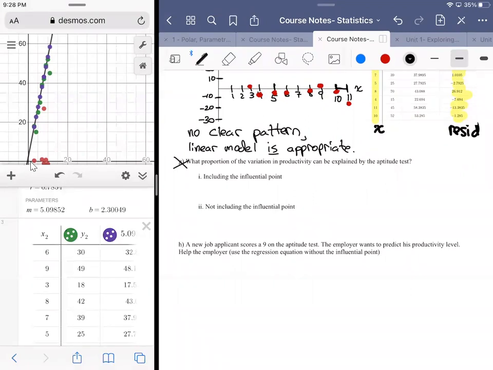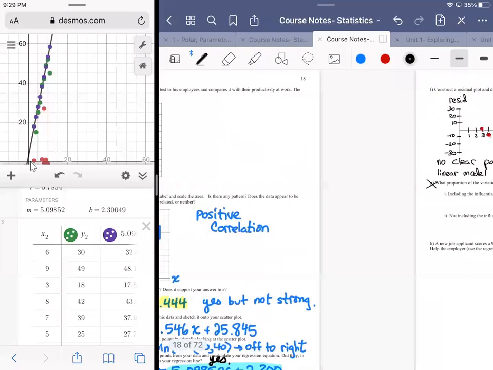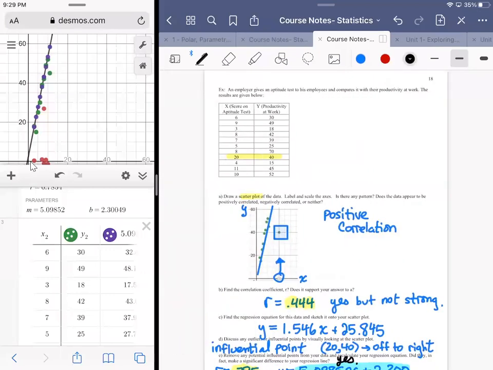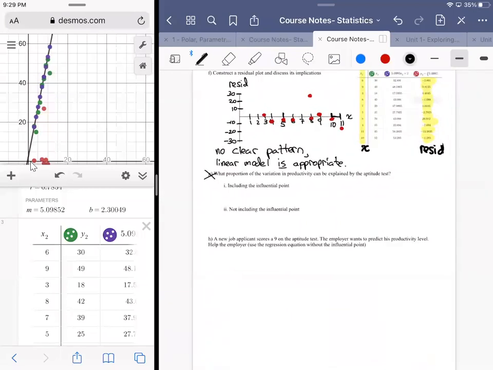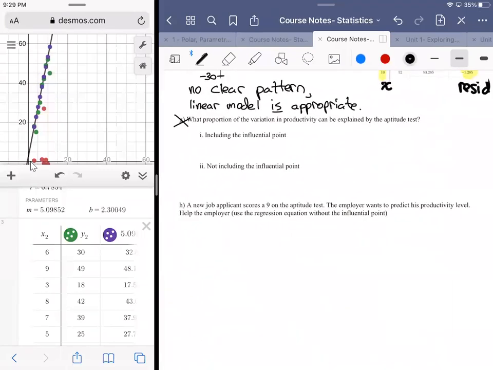But H says a new job applicant scores a 9 on the aptitude test. The employer wants to predict his productivity level. So you have to go back and remind yourself what the variables are. But this is another prediction question. Going back, X is aptitude score, Y is productivity. Here I have an X value that's given, X is equal to 9, and we're being asked to determine the productivity level.